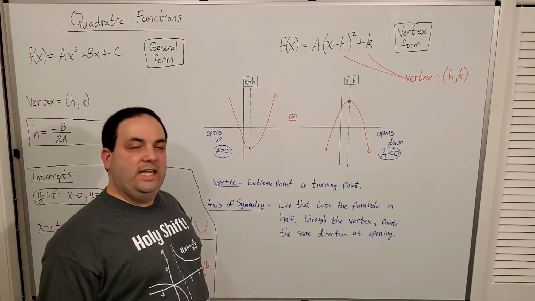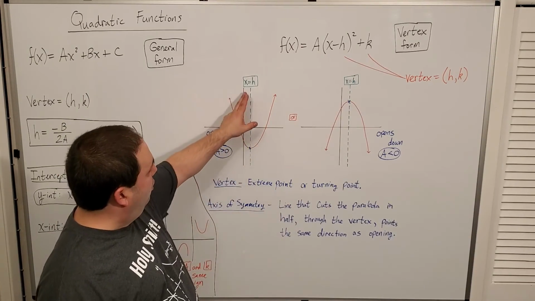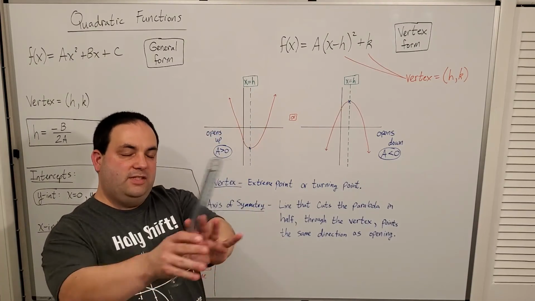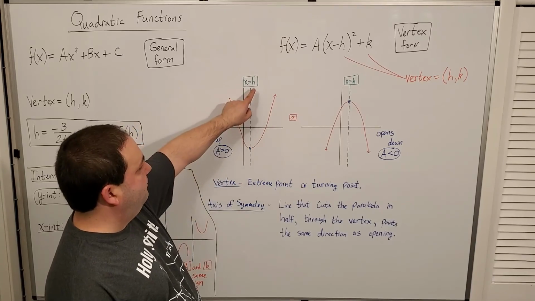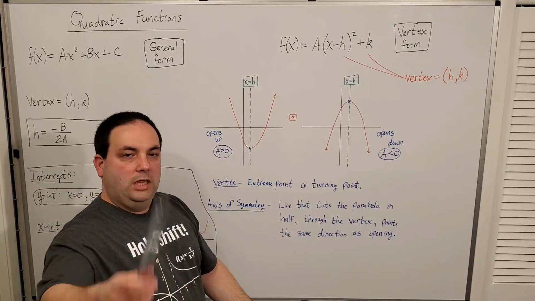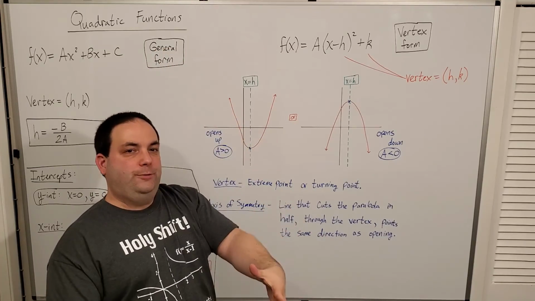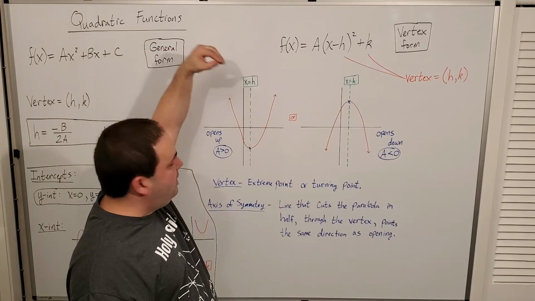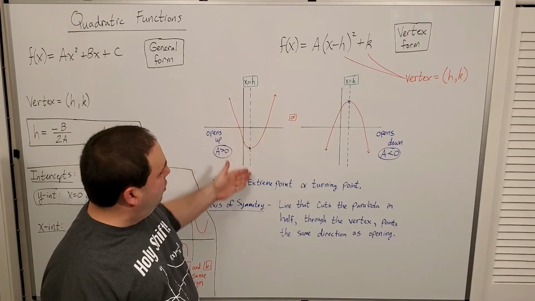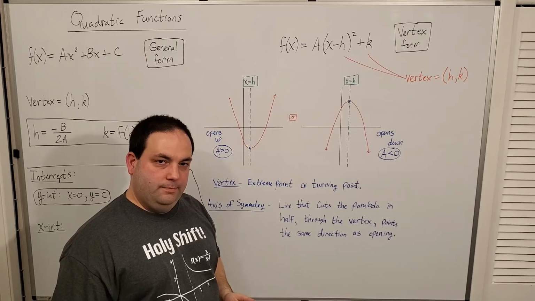When you're asked to give the axis of symmetry, you are going to need to give the equation. Don't make the mistake. I've seen it a bunch. Don't give just h. A line is not just a number. The line needs an equation. So give x equals and then whatever the h value is. And that's the equation of your axis of symmetry.